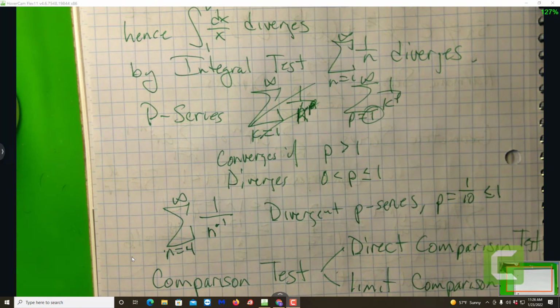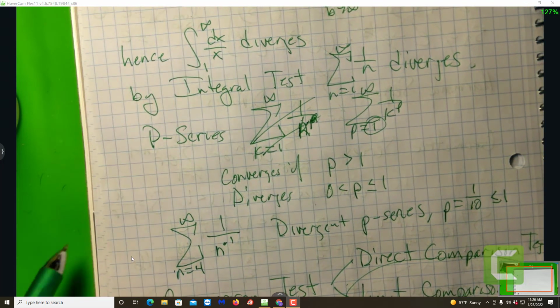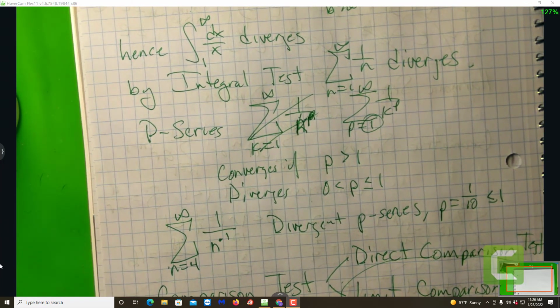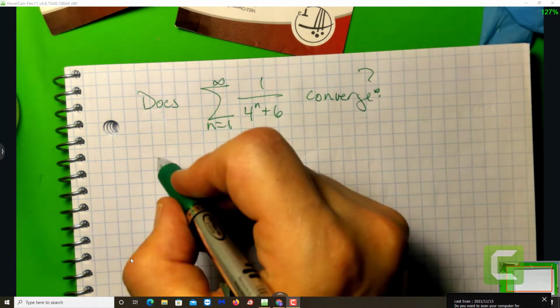Piece of cake. Now, the limit comparison test is far more forgiving because you only have to take the limit. And if the limit is a finite number, you're done. You can move on and say what you need to say. Now, I'm going to do this problem twice. I'm going to use both comparison tests on it. I'm going to start with the direct comparison test.